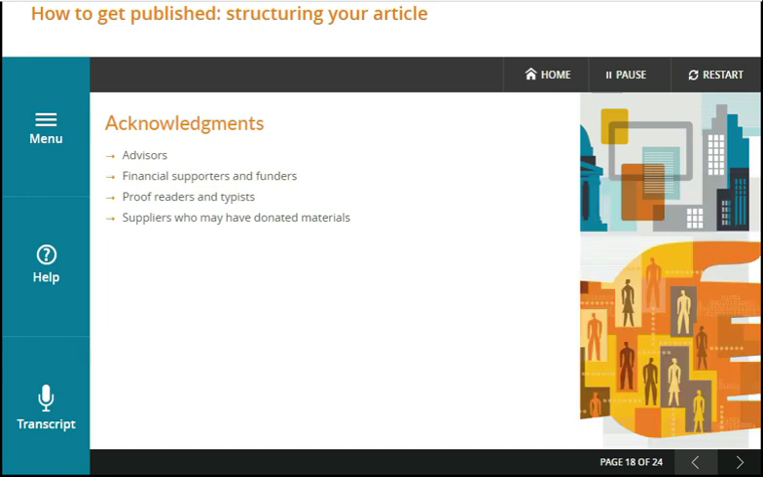The Acknowledgements section includes the names of the important entities you want to acknowledge, such as advisors, financial supporters, and proofreaders.